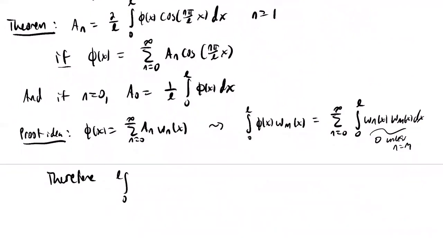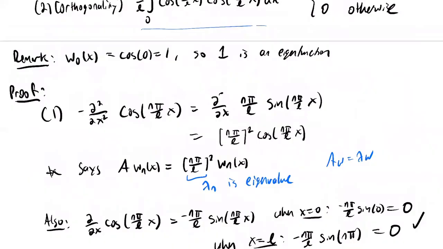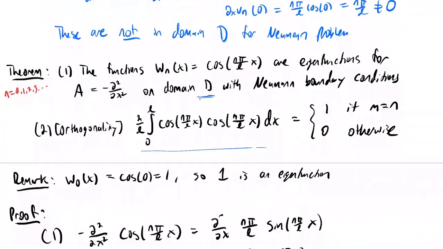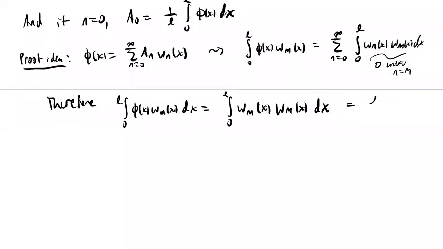if I look at the integral from zero to L of phi of x times Wm of x dx, this is equal to, well, the only non-zero term that appears in the infinite sum is when n is equal to m, right? So it's equal to the integral from zero to L of Wm of x times itself, since the other terms vanish. Well, then we saw previously what this is equal to, so this is equal to L over two, right? This is just a trig calculation, which you have to do: this is like cosine of m pi over L x squared, and so you have to use some trig identity. You can evaluate this.